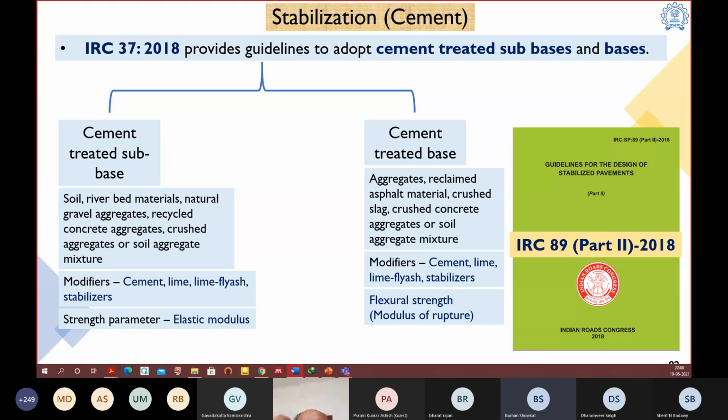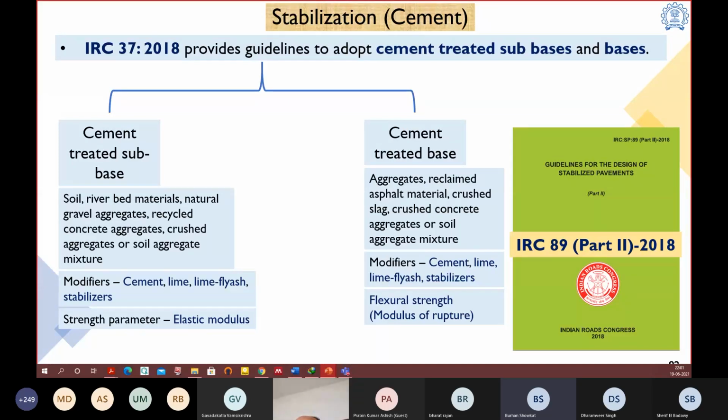So generally we can say that it can comprise soil and aggregate or a mixture of the two, and it can be modified with cement, lime, fly ash, and some chemical stabilizers, provided that the chemical stabilizers comply with the specifications laid forth in IRC 37. The strength parameter for this cement-treated sub-base is the elastic modulus, which can be obtained from the unconfined compressive strength, and that has again been noted in IRC 37.